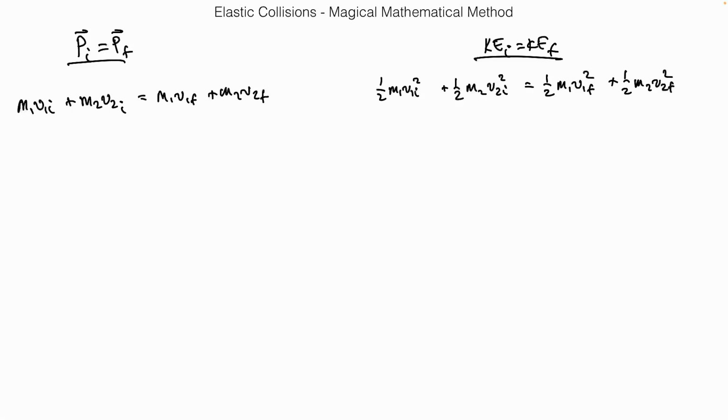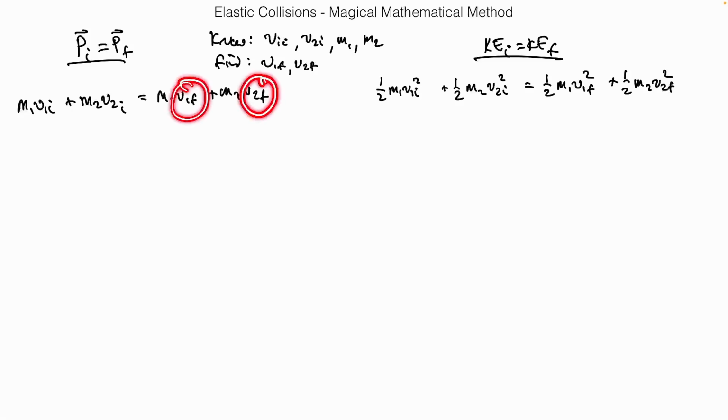Usually what we know, and we don't always have to, this will work for anything actually, but typically what we know is V1 initial and V2 initial and the masses, okay? What we're trying to find are the final velocities. So how many unknowns do we have? 2. There's 2 unknowns. And look, there's 2 equations. Now, what are the unknowns? V1 final, V2 final. I've got them over here, right?